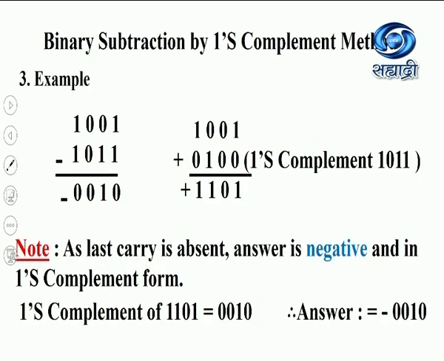Third example, here we have two groups of binary numbers. The first number is 1001, the second number is 1011. So let us solve this example. Again start with the LSB. 1 minus 1, its subtraction is 0. 0 minus 1, its subtraction is 1. 0 minus 0, its subtraction is 0. 1 minus 1, its subtraction is 0. This example is by the direct method of binary subtraction.